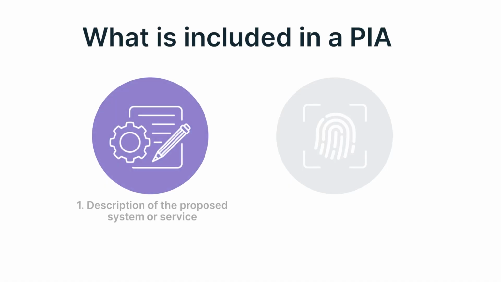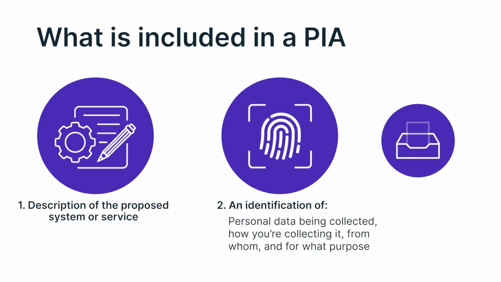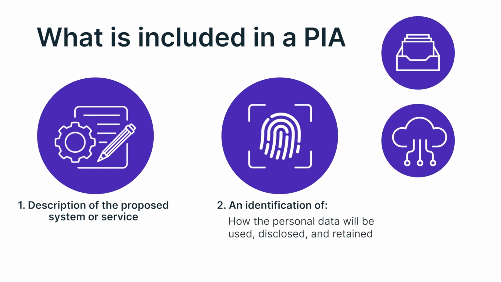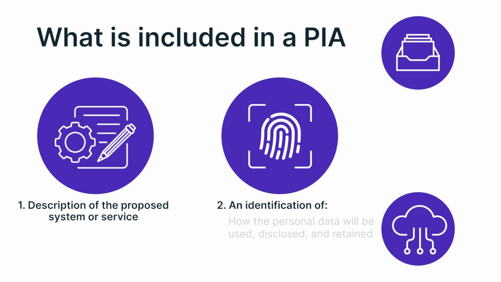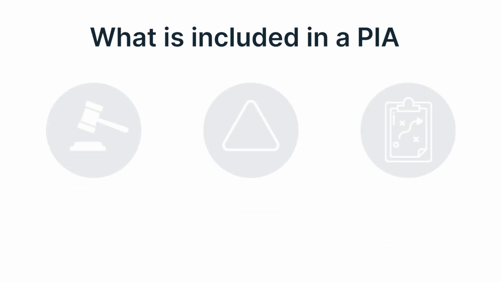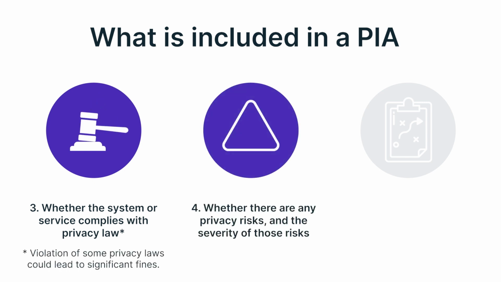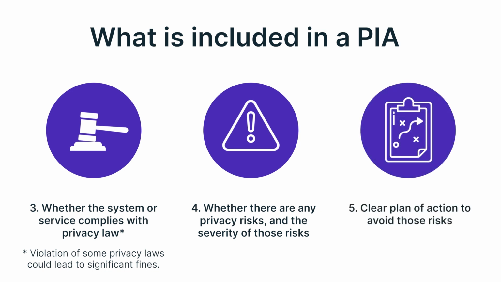For the most part, PIAs will generally include 5 topics. First, a description of the proposed system or service. Second, an identification of the personal data being collected, how you're collecting it, from whom and for what purpose, how will the personal data be used, disclosed, and retained, and how will your business protect that personal data. The third topic is whether the system or service complies with applicable privacy law. Fourth is whether there are any privacy risks and an identification of the severity of those risks. And lastly, a clear plan of action forward to avoid those risks.